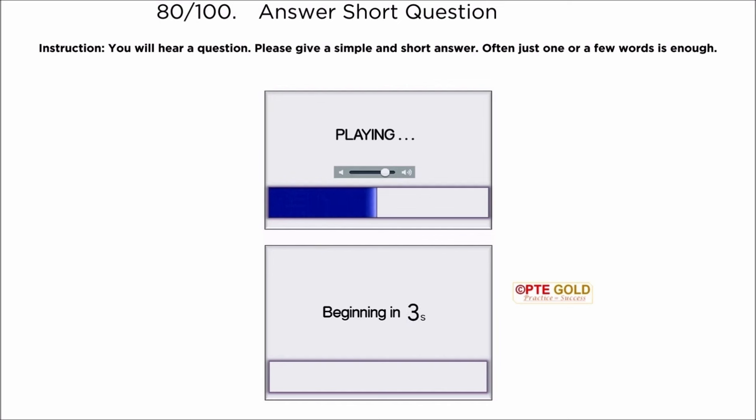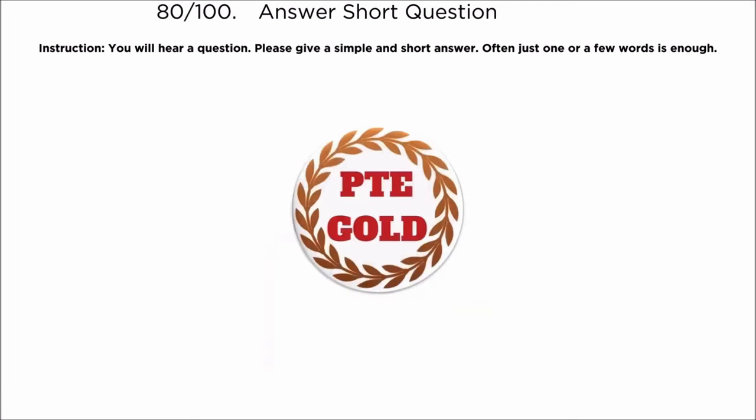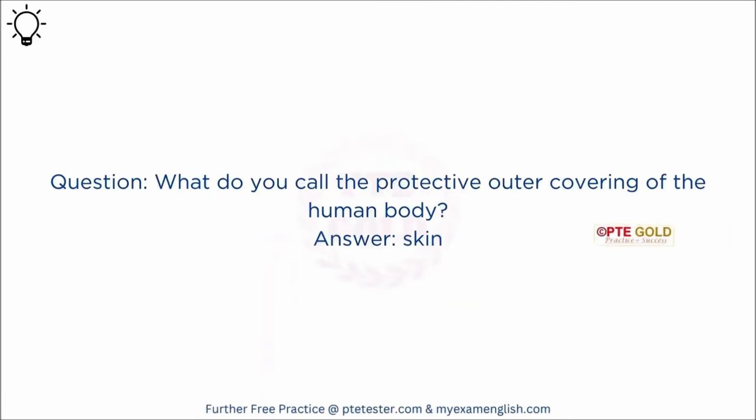What do you call the protective outer covering of the human body? Skin.